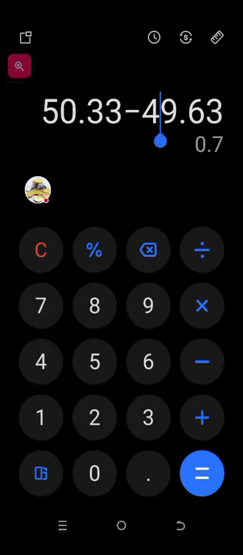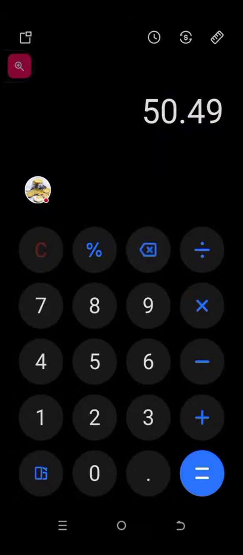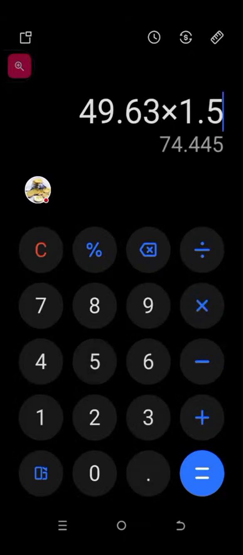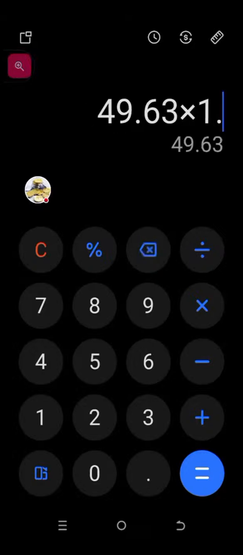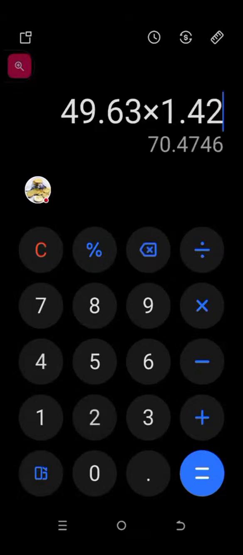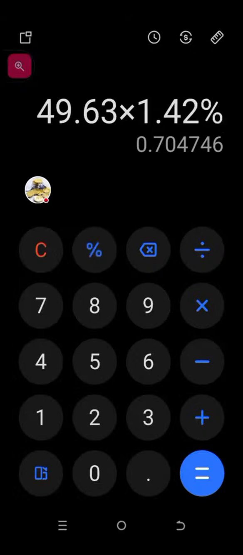But let me just look at this. Let me see how many. 49.63 times how many? That's 1.5. Yeah, like 1.3. Or no, 1.4%. Like 1.41%. Yeah, almost like 1.42%. Something in that range. So the second trade, we made 1.42%, which is good.